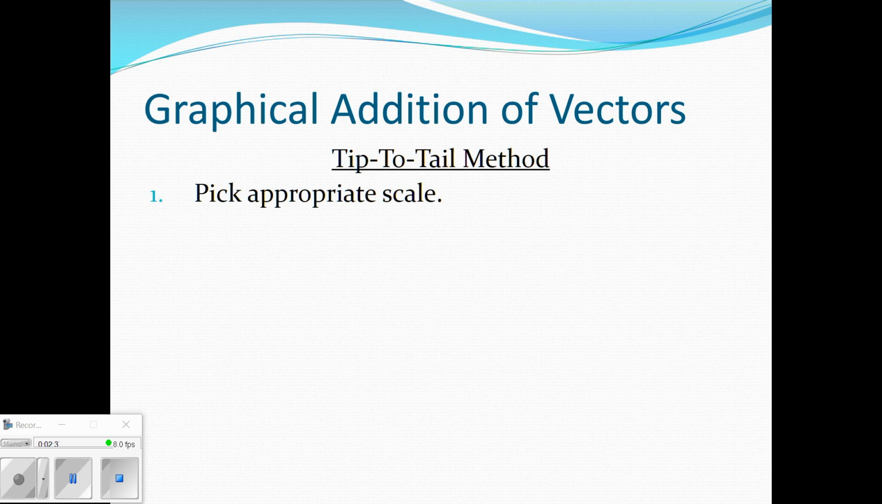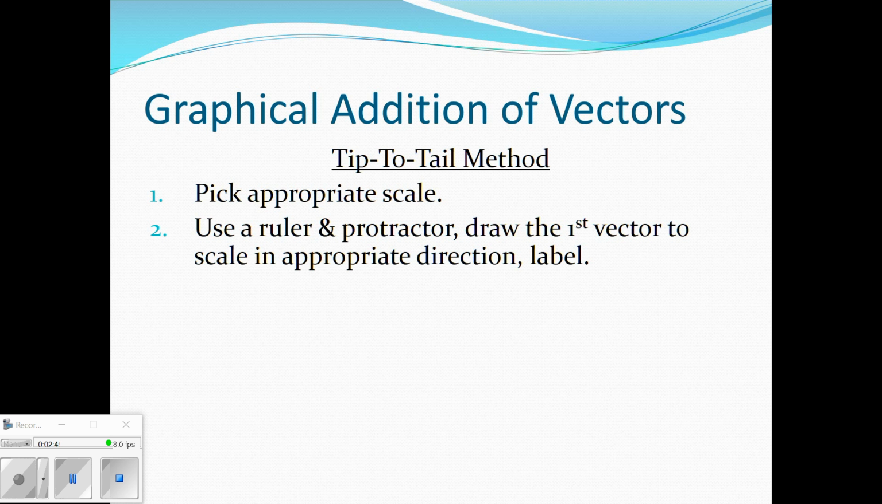And this tip-to-tail method has a certain procedure. Before you even start the tip-to-tail method, the first thing you have to do is pick an appropriate scale in order to graphically represent the magnitudes. Once you have that appropriate scale, you can use a ruler and a protractor to draw the vectors in the appropriate directions based on what the problem's giving you, and then you would label these vectors.